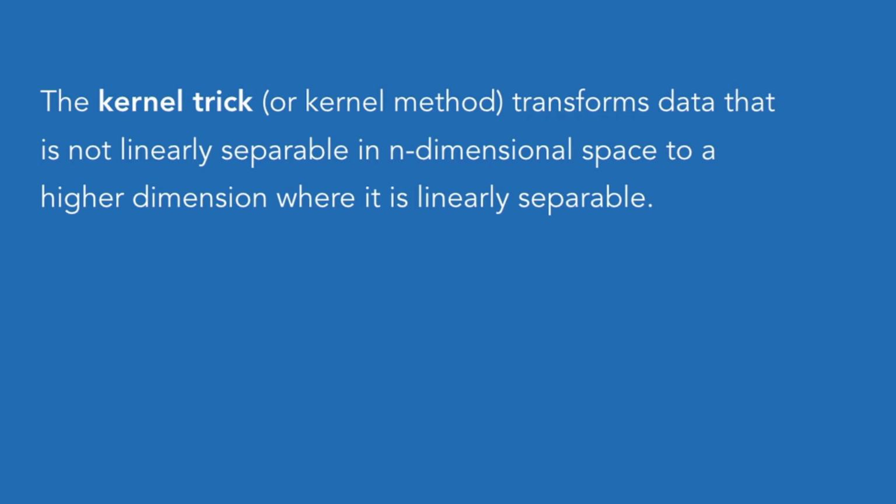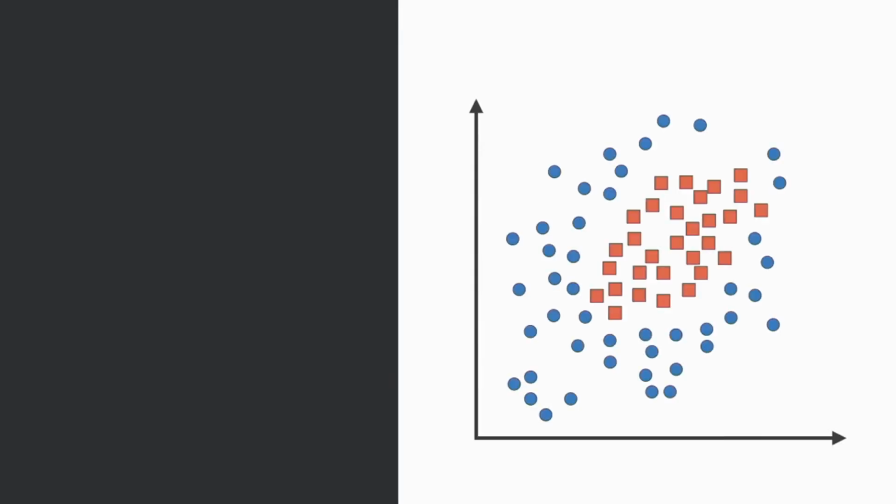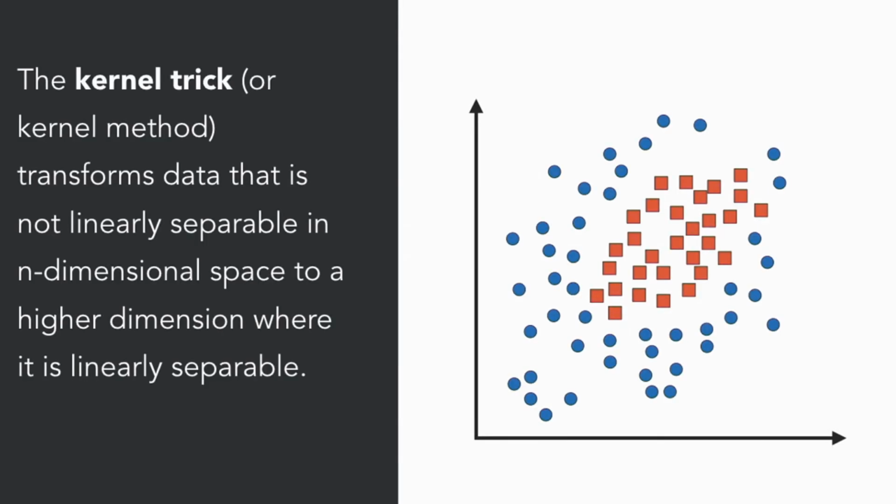This transforms our data which is not linearly separable in n-dimensional space into a higher dimension where it is linearly separable. Let's look at an example here. We're trying to identify the presence of cancer based on gene X and gene Y. This data clearly is not linearly separable in 2 dimensions. We couldn't draw a straight line here that would separate the blue from the red. We would need a circle in order to do that.